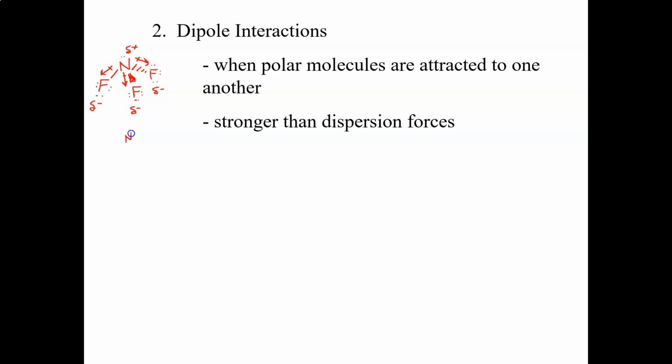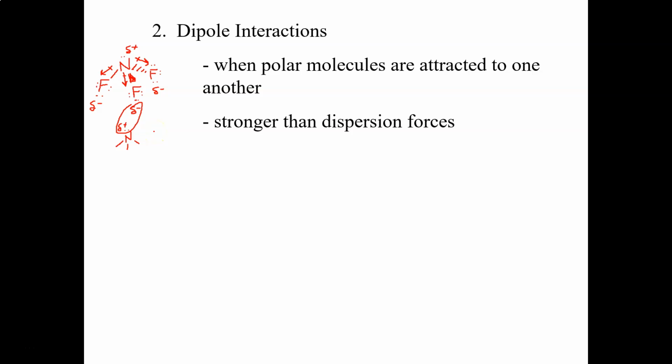Now, what if there is another NF3 right nearby? And this N is also going to be permanently partially positive. Well, now there's an attraction that occurs right here, right? That's going to hold this together. That's called a dipole force or a dipole interaction.